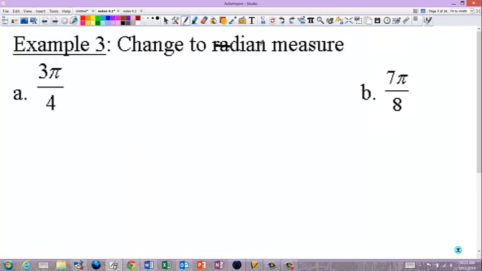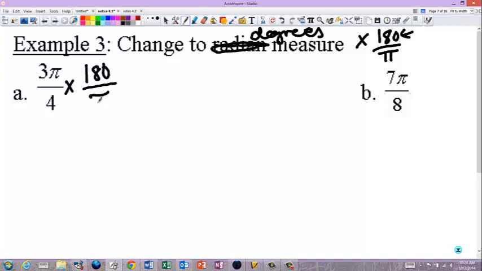And then this one should say change to degrees. It's another typo. To change to degrees, we multiply by 180 over pi, because we want the 180 on top. So multiply by 180 over pi. The pi's are going to cancel out. And that's our goal. We want to get rid of the pi's, because in degrees you don't have pi's.